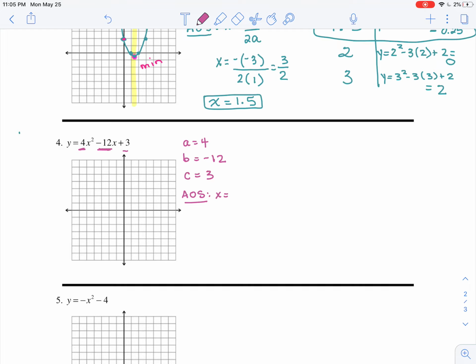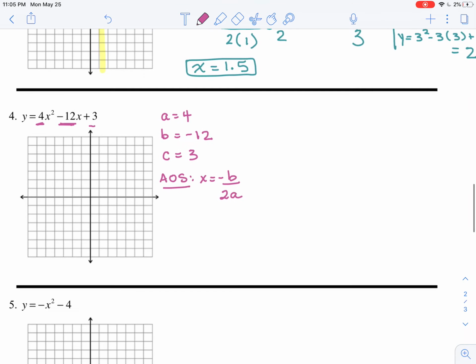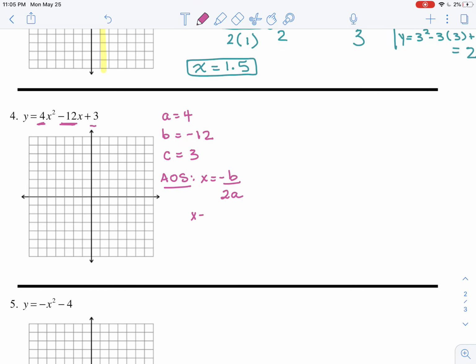We use those values to calculate the axis of symmetry. It has the formula x equals negative b over 2a. So here I have x equals negative, b is negative 12, over 2 times a is 4. Negative 12 is positive 12. 2 times 4 is 8. 12 divided by 8 is 1.5. So it just so happens that our axis of symmetry is the same as the last question. That's just a coincidence.